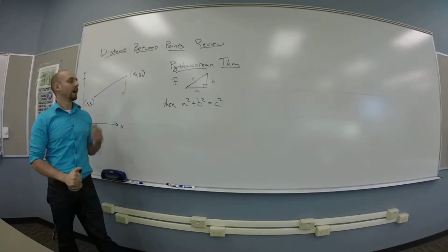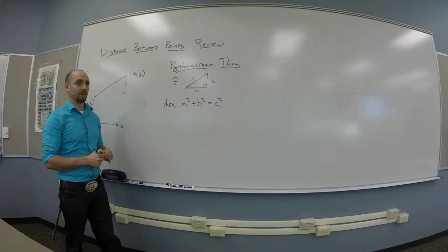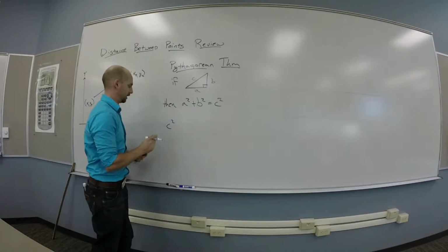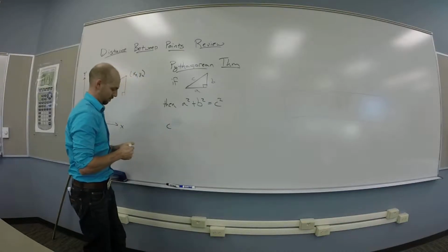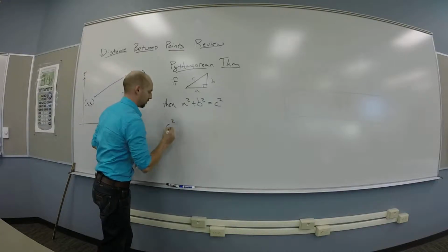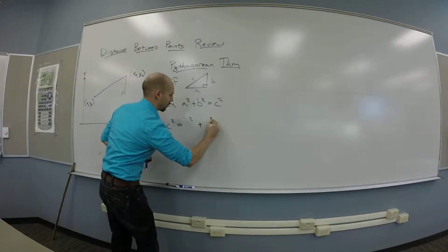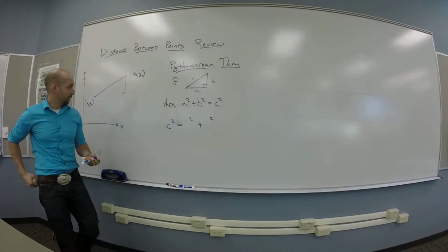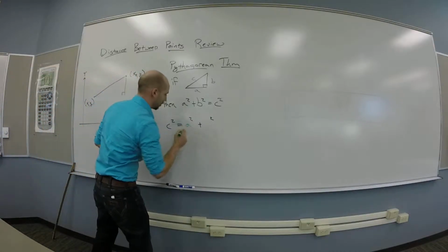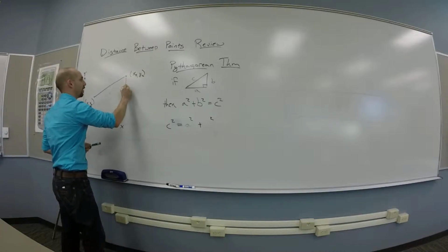Okay, so how does that apply to my picture? The distance is C. Okay, so the blue is C, right? So I know that C squared is A squared plus B squared. What are A and B in the picture? Orange and green. Those are orange and green. So maybe we'll go A for green and B for orange.